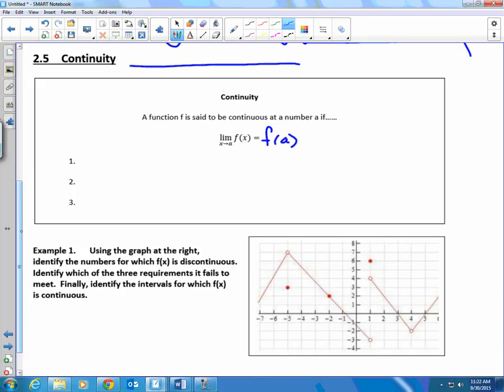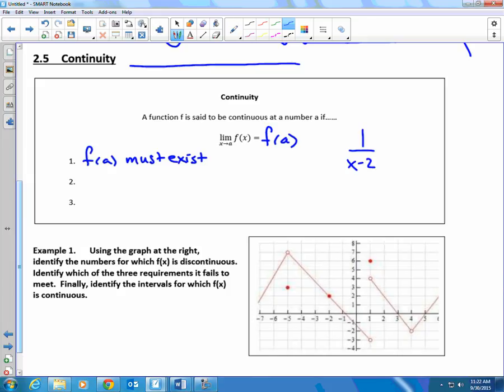First of all, f of a must exist. So if you're wondering, is a function continuous at point a? When you plug a into the function, you better get a value, right? If you can't plug it in, you're in trouble. Like, for example, 1 over x minus 2.